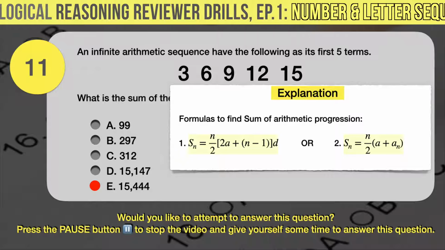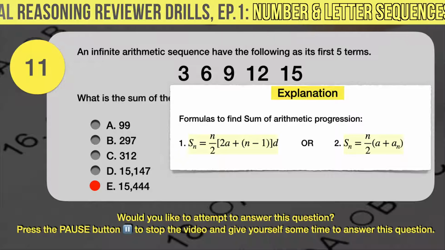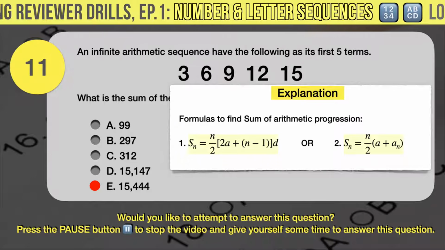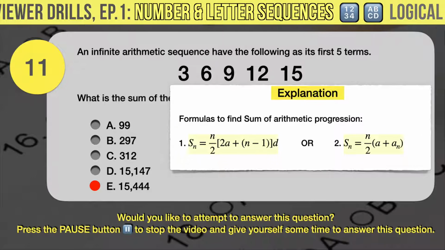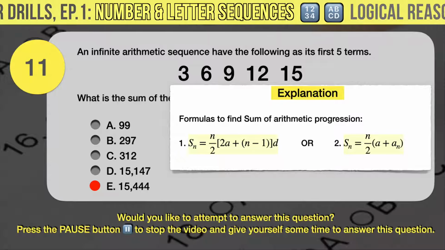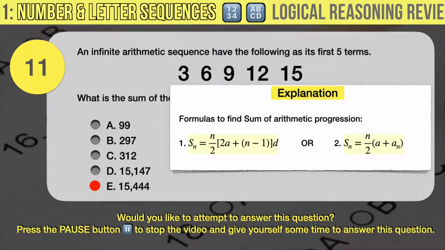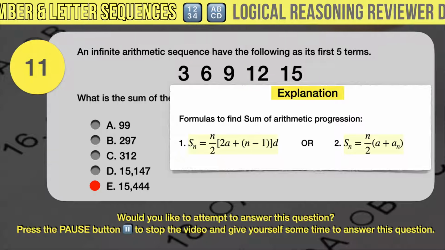Although we computed the value of the 99th term in drill question number 4, it is not given in this particular problem. On the other hand, we can easily and quickly determine the common difference from the given first 5 terms. The common difference is 3. Therefore, we use the first formula.